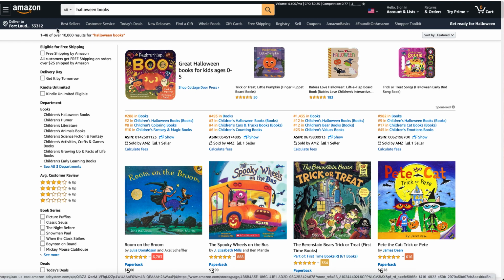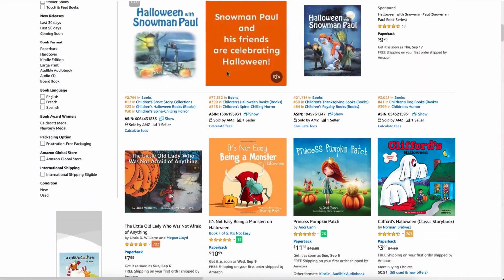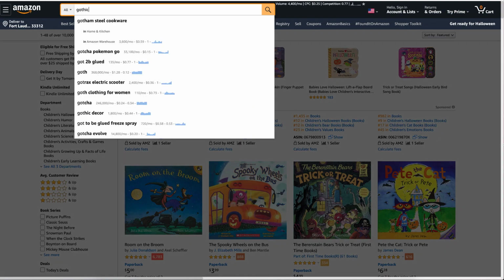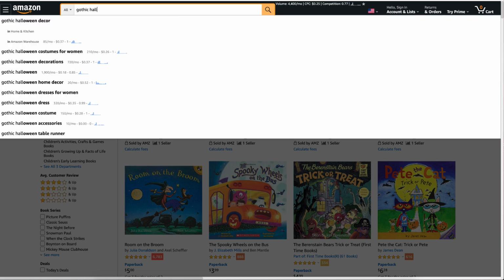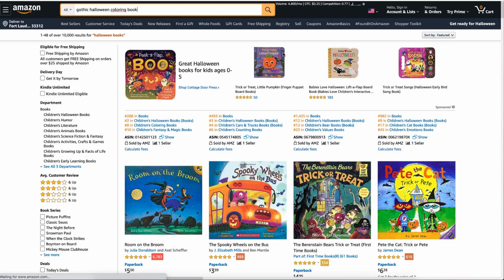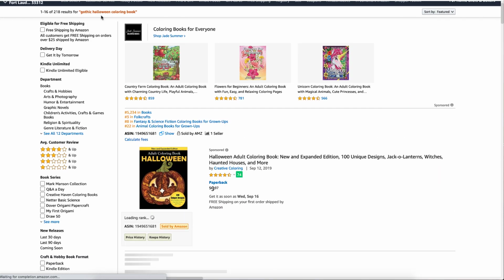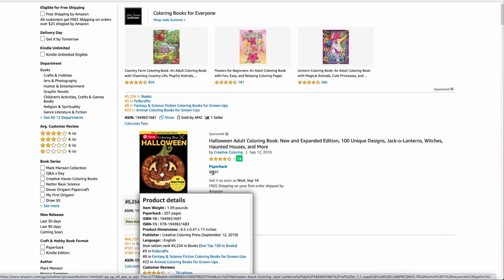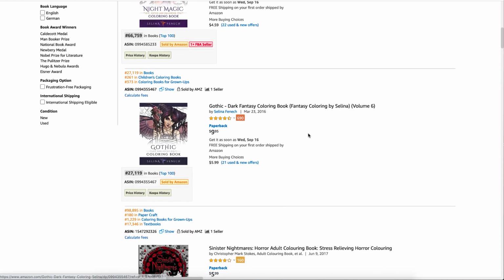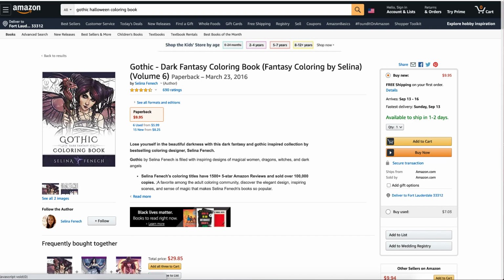Go to Amazon, and I've just typed in Halloween books in all categories, and it's brought me all the things for kids. But if I put in gothic Halloween coloring books, you can see that there's only 218 results, but yet we've got quite high rankings. Nightmare book, gothic coloring book. And if we go into this, I'm just making sure it's not sponsored, because I don't like clicking on sponsored ads when I'm only doing research.